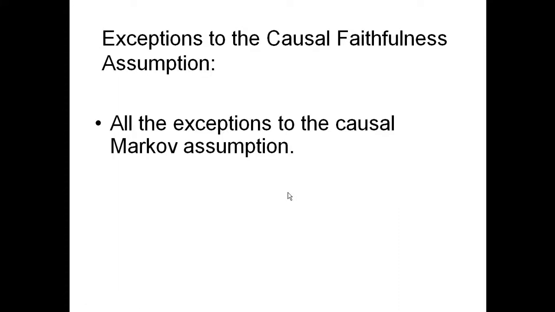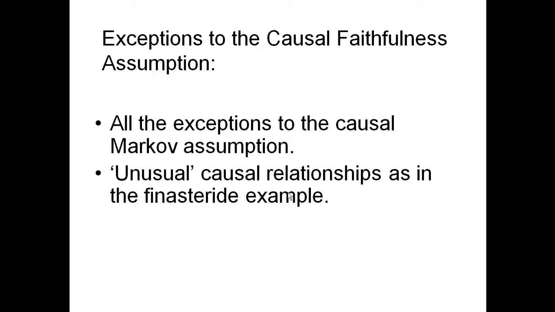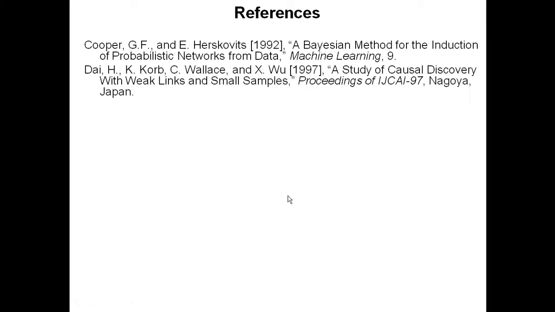And when that's the case, we say we're making the causal faithfulness assumption, that the DAG is faithful to the probability distribution. What are the exceptions to the causal faithfulness assumption? Well, it's all the exceptions to the causal Markov assumption, the four I showed you, plus you can't assume unusual causal relationships, as in the finasteride example. They can't be present. That's strange. It's unusual when A has a cause on B, B has a cause on C, but A does not cause C, but it can happen. So that can't be going on. And then we have causal faithfulness.